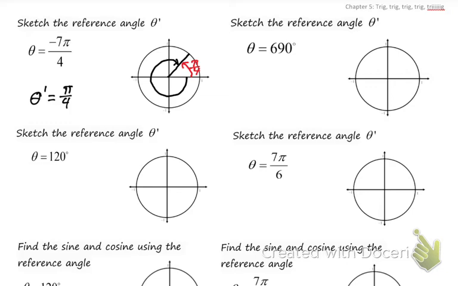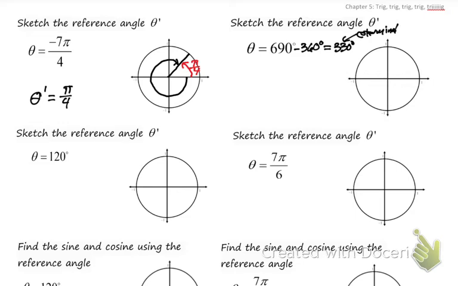I'm not a huge fan of degrees. I like radians more. 690, it definitely does one full revolution. How do I get rid of that revolution so I actually know? I subtract 360. So we'd go, okay, let's subtract 360 from this, get something called a coterminal angle. Our coterminal angle is going to be 330 degrees. That is coterminal.